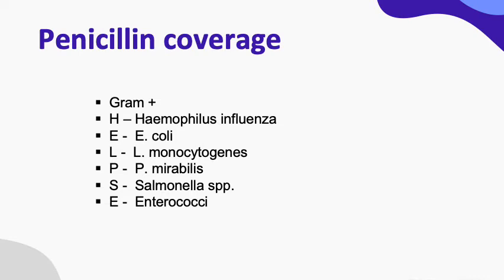Penicillin is a drug of choice for many conditions. One of the oldest drugs, it covers not only gram-positive organisms but also includes enterococci, Haemophilus, E. coli, Listeria, Proteus, and Salmonella species in its spectrum of activity, making it a useful drug for many of your upper respiratory tract infections.